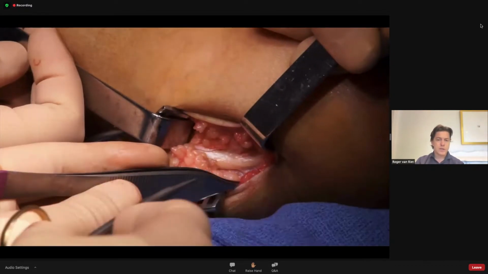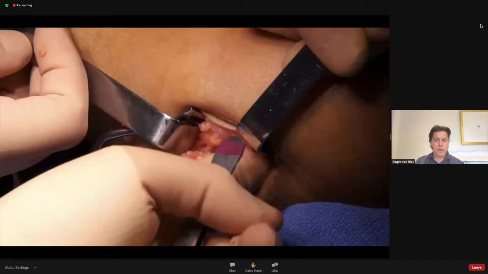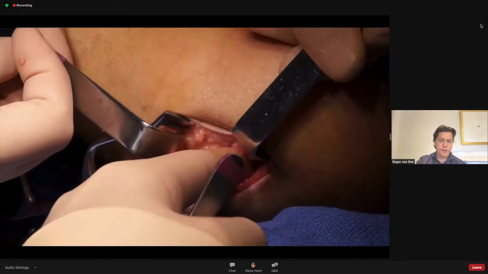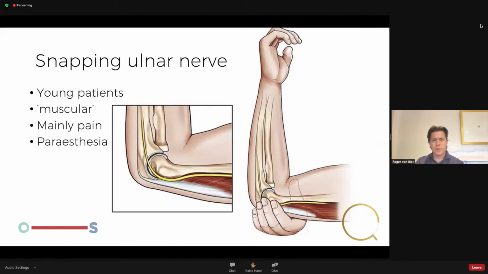Big incisions, especially on the inside of the elbow, are not well tolerated. They stay painful, especially in bigger people. They stay painful for a long, long time because of all those skin nerves. And this is something special with the ulnar nerve. This is not the most common ulnar nerve problem, snapping ulnar nerve.